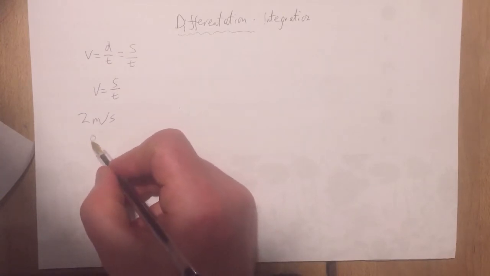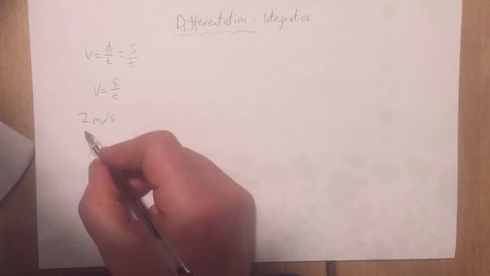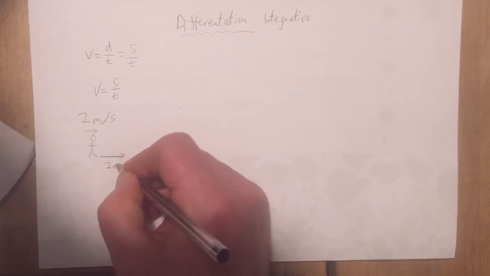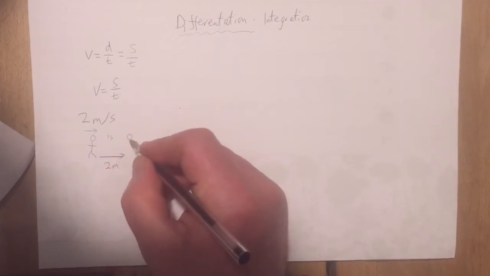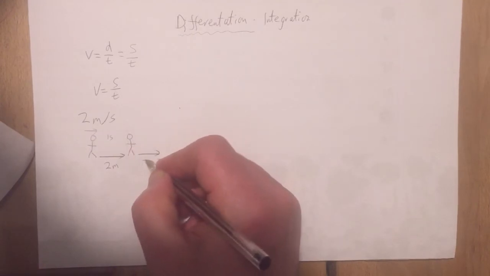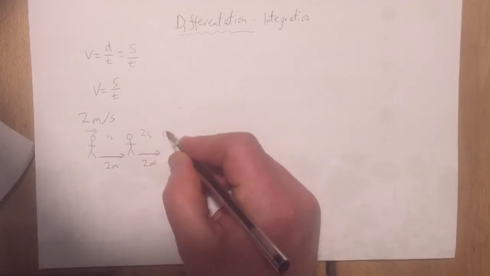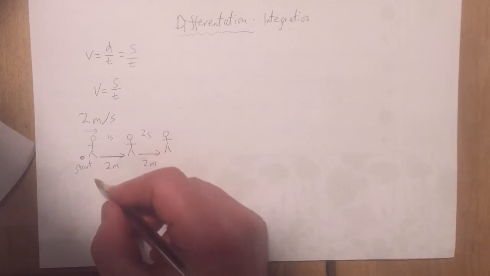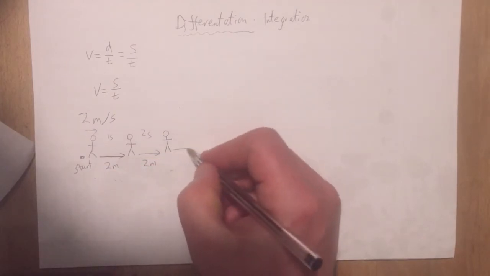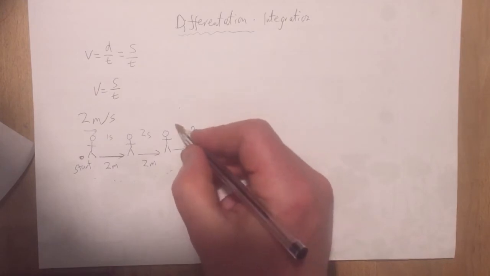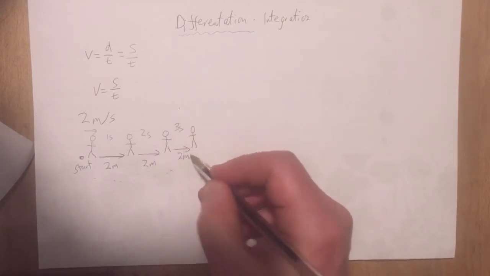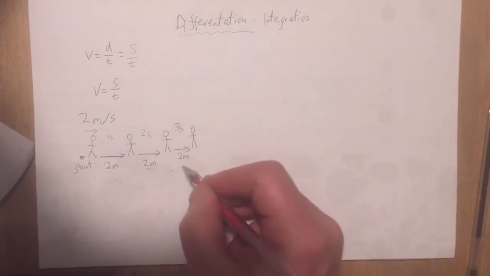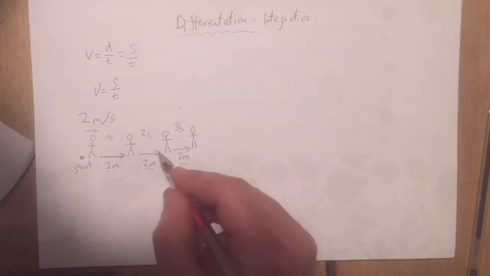If you've got someone here and they're moving at 2 meters per second in this direction, then what that actually means is that every second they are going to be covering 2 meters. Or another way of putting it is that every second their displacement from the start point here is going to be increasing by 2 meters. And the way that we tend to put this in physics is we say that the rate of change of displacement is 2 meters each second.